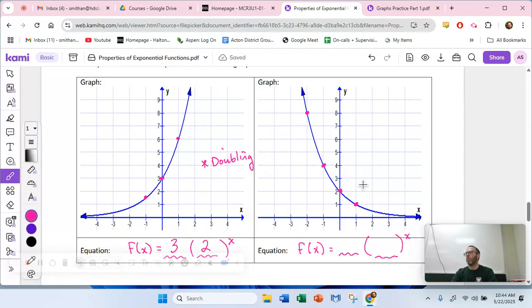Somebody different want to try this one? Gervin, you got this one? It is 2. Y-intercept is 2. Why do you think it's 2? Why do you think the base is 2? It's doubling if you go back this way.